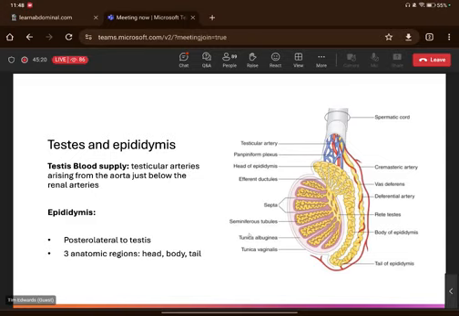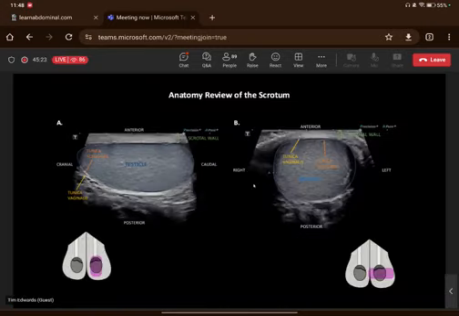And this is how it looks on ultrasound. So I've just shown the orientations here. So this is a long section through the testes.